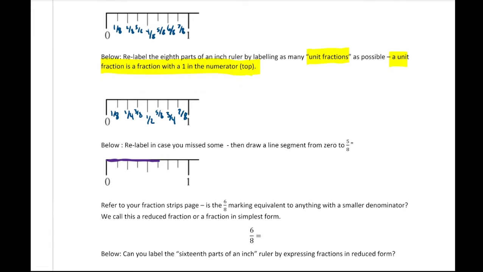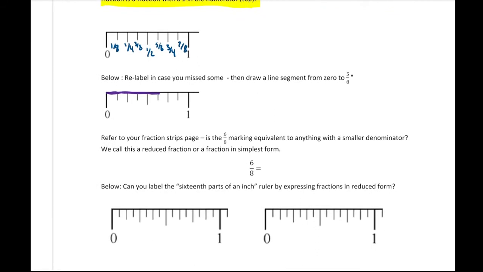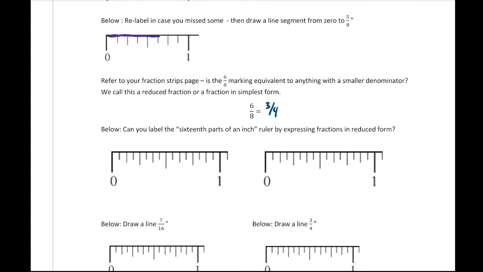So you can go back to your fraction strips page, and is the 1/6 marking equivalent to anything with a smaller denominator? And if it is, this is a reduced fraction or a fraction in the simplest form. We kind of have already done that. We've jumped the gun a bit on that because we've realized that I can reduce this to 3/4, right? Or it's a fraction in its simplest terms. So below, can we label the 16th part of an inch expressing fractions in a reduced form?